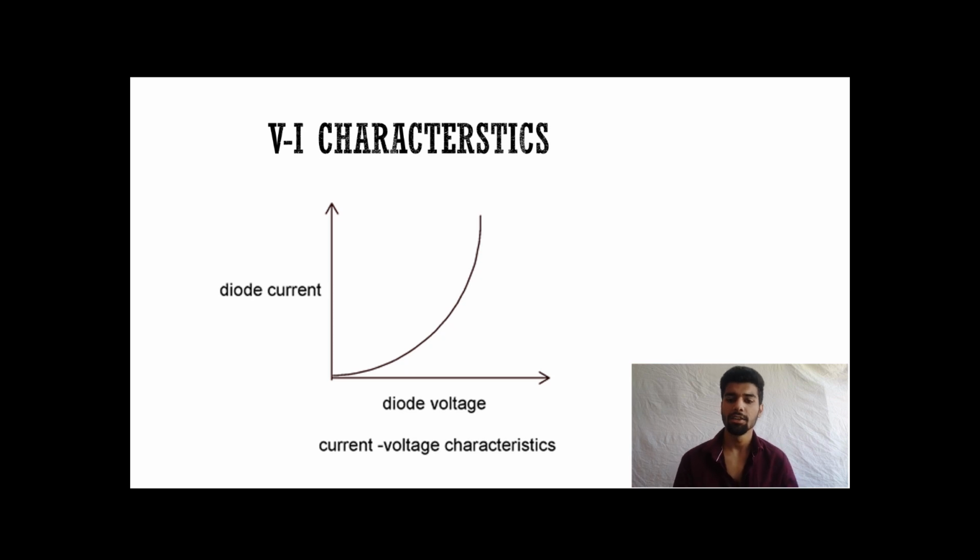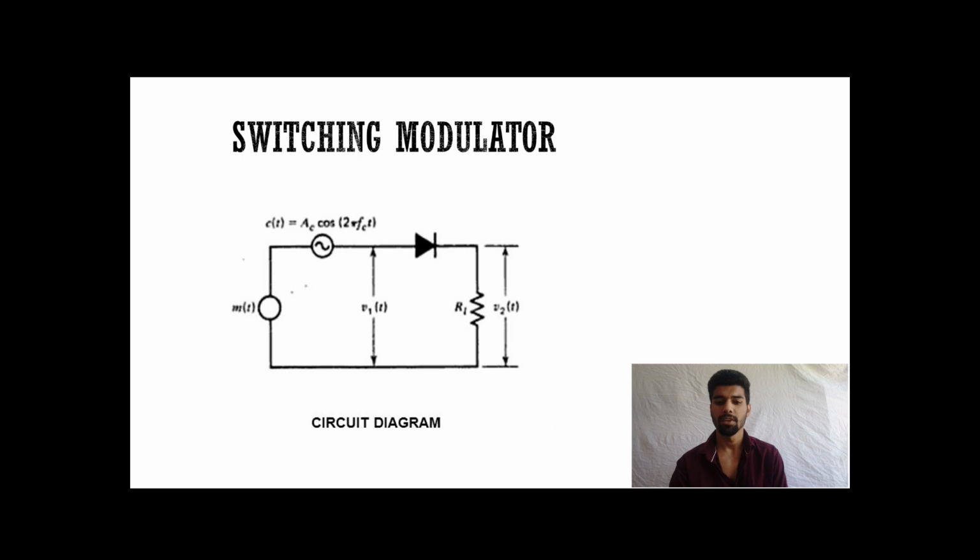And the other way to generate DSBFC is the switching modulator. In the diagram you can see we are providing the message signal right here and the carrier signal right here. In this, we have to provide an active device that can act as a switch. So a diode is a better option. It can act as a switch, and here is a load resistance connected. I forgot to mention, but there is a band pass filter at the output of this circuit.